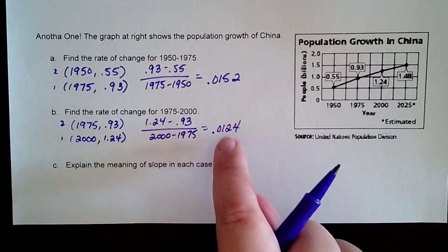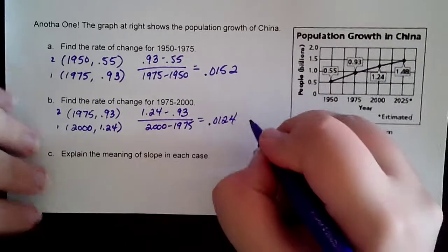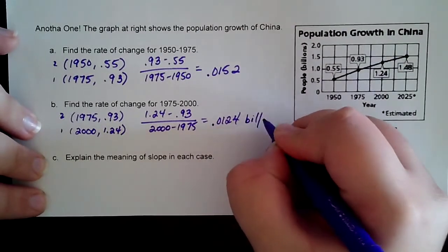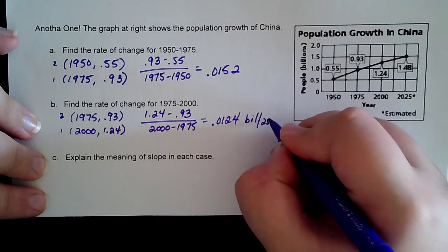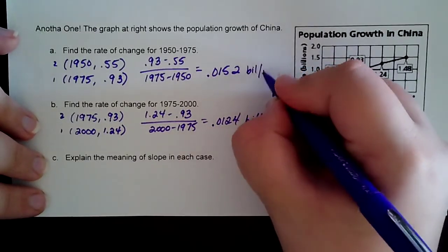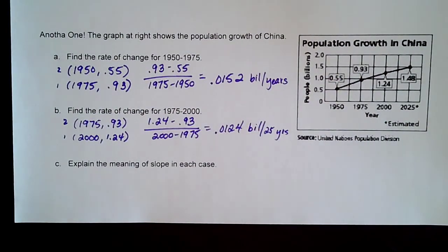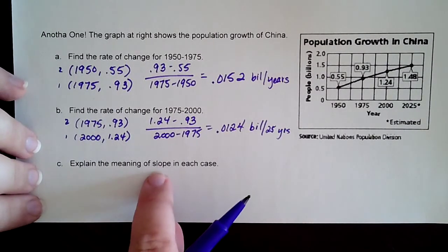So that doesn't make a lot of sense in billions, because that's billion per 25 years. If you converted that out of billions, it would make a little bit more sense. So if you want to go ahead and do that, I encourage you to do so so that it makes more sense to you. So explain the meaning of slope in each case.